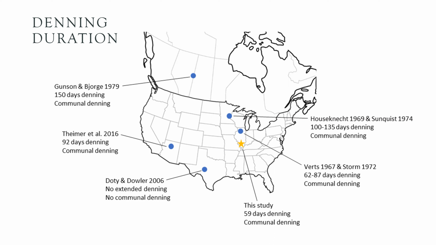This sort of fits into this pattern, this latitudinal gradient that we see in North America, where in Canada with harsh winters, we see skunks denning for up to 150 days. And also some communal denning. But then down here in Texas, we see no extended denning, no communal denning. And that's probably just due to the change in winter conditions. It is worth noting over here with Thymer, there's sort of a break in this pattern with 92 days of extended denning all the way down here. But the authors of this study correlate this with a higher elevation, and so a harsher winter climate, because their study took place at a higher elevation.